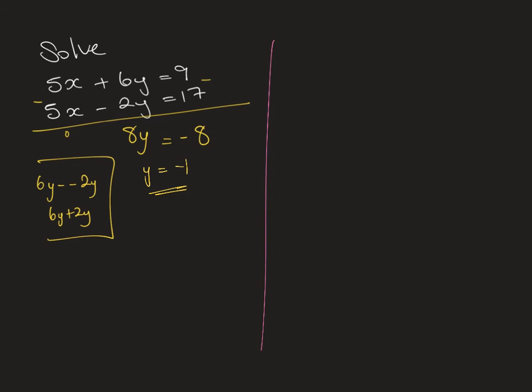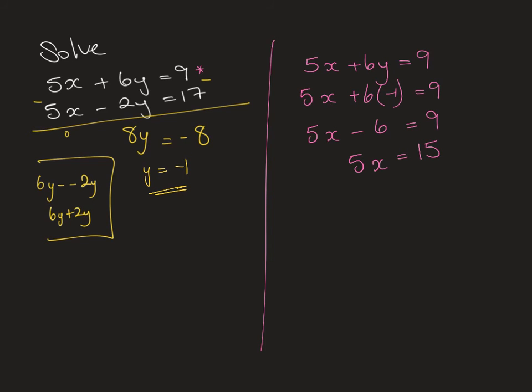To find the second one, again, start with one of the equations. So 5x add 6y is equal to 9. So 5x add 6 times negative 1 should be 9. 6 times negative 1 is negative 6. So 5x take away 6 or add negative 6 is 9. Add 6 to both sides. 5x is 15, and then divide both sides by 5 to get x is equal to 3.